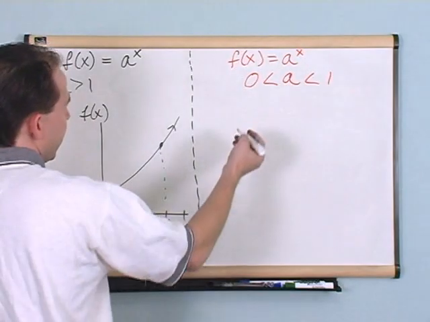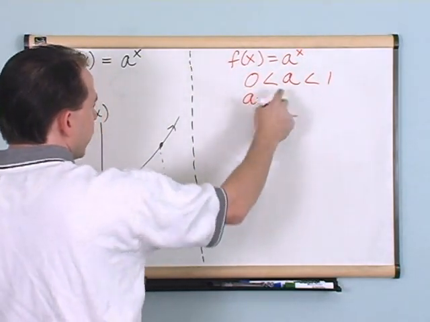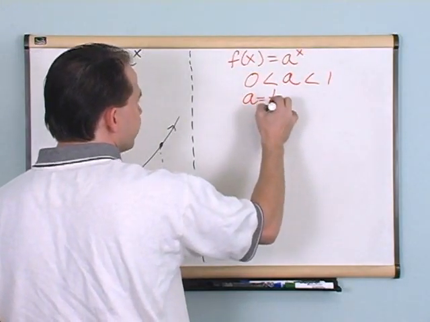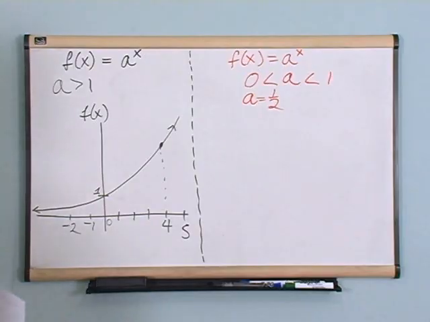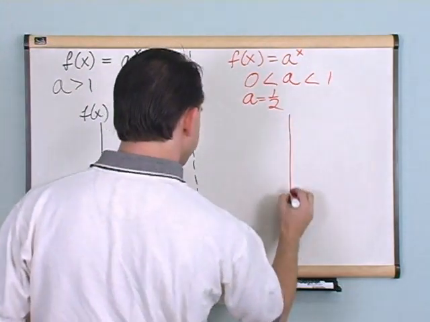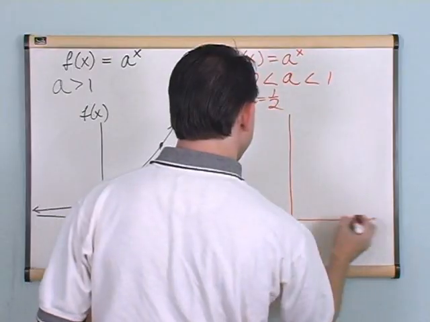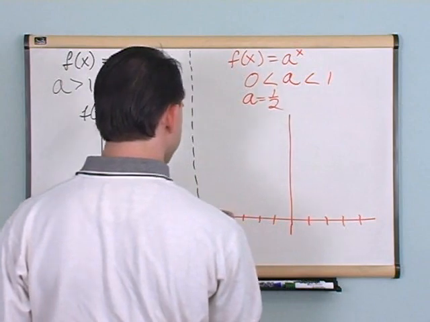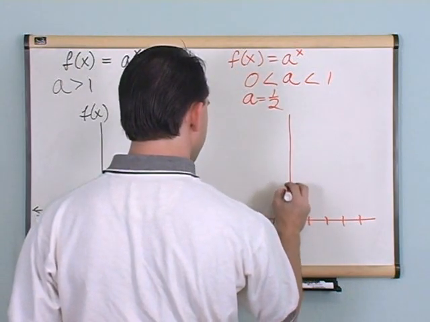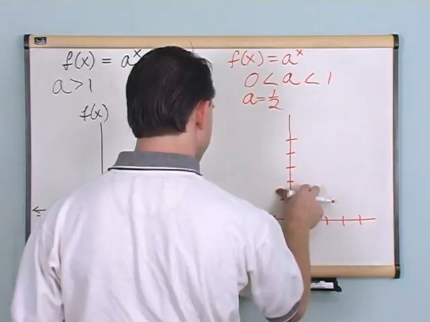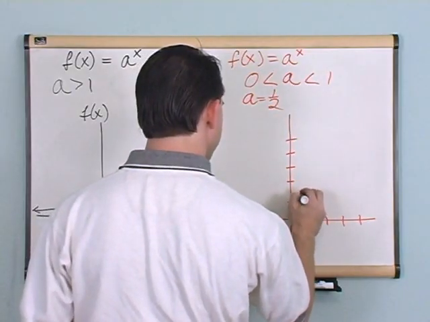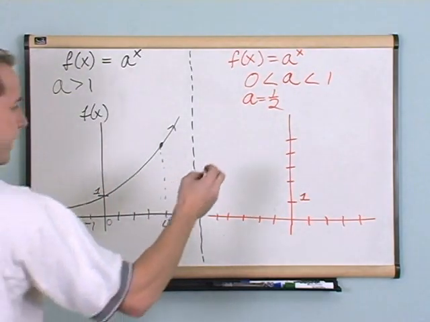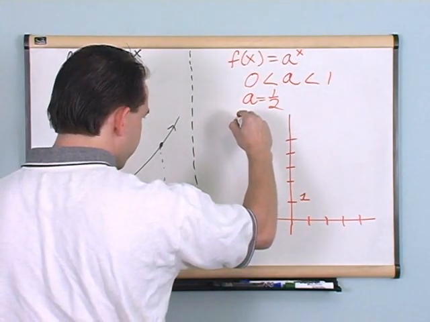What this means is that a could be, for instance, any decimal between 0 and 1, like 1/2. Okay. So let's look at what the graph looks like here. You've got a couple tick marks to the negative side. Here's 1 again, and then you go on like this. Again, I'm just going to show you how the graph looks and draw it for you, and then we'll talk about it. This graph is going to look like this.